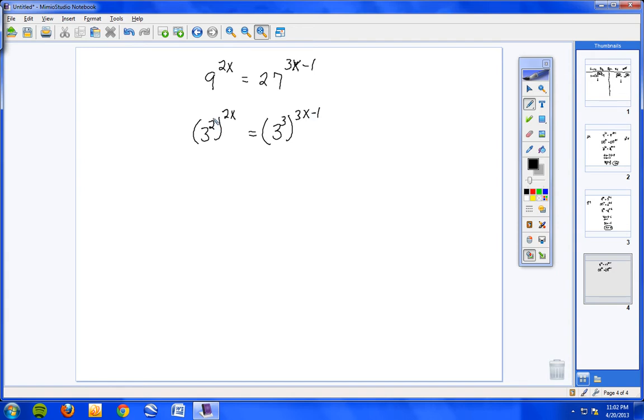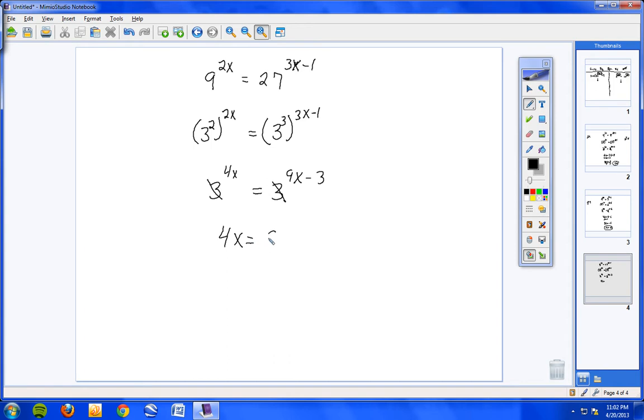Now, when you have a power raised to a power, you multiply those. So I would have 3 to the 4x. And over here I have a power raised to a power. So it's 3 times 3x. It's also 3 times negative 1. So I would have 9x minus 3. Well, step 2 says to cancel your bases and set the exponents equal to each other.